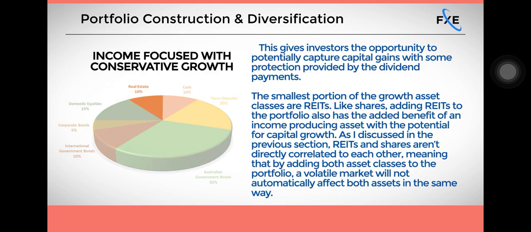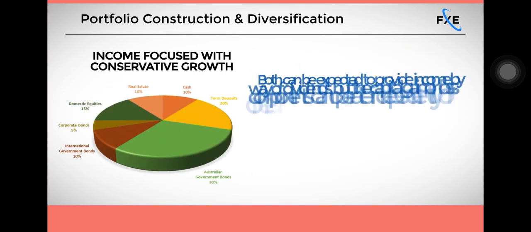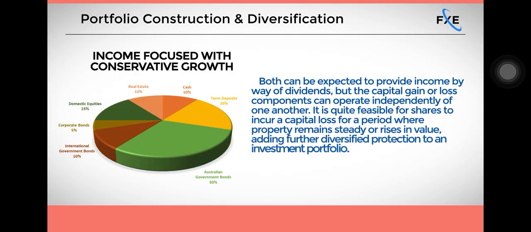The smallest portion of the growth asset classes are the REITs. Like shares, adding REITs to the portfolio also has the added benefit of an income-producing asset with the potential for capital growth. As I discussed in the previous section, REITs and shares aren't directly correlated to each other, meaning that by adding both asset classes to the portfolio, a volatile market will not automatically affect both assets in the same way. Both can be expected to provide income by way of dividends, but the capital gain or loss component can operate independently of one another. It is quite feasible for shares to incur a capital loss for a period where property remains steady or rises in value, adding further diversified protection to an investment portfolio.